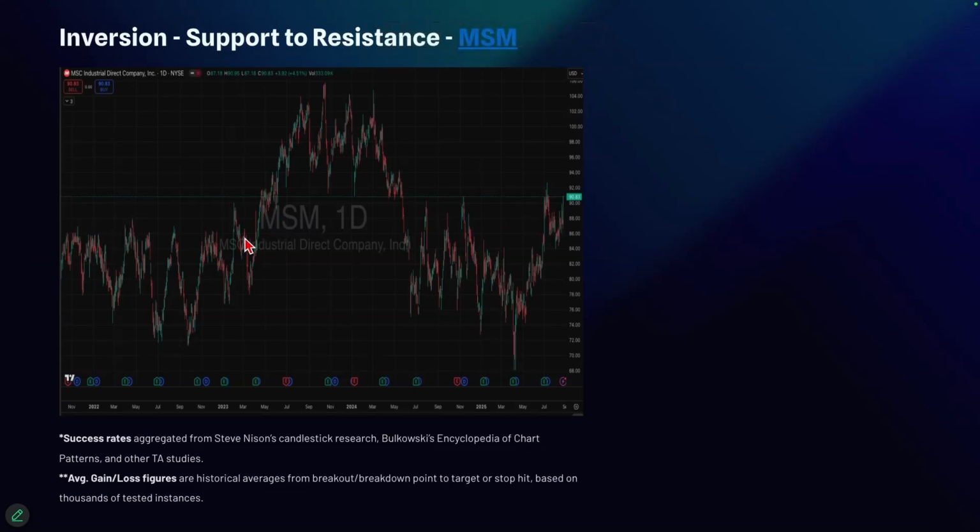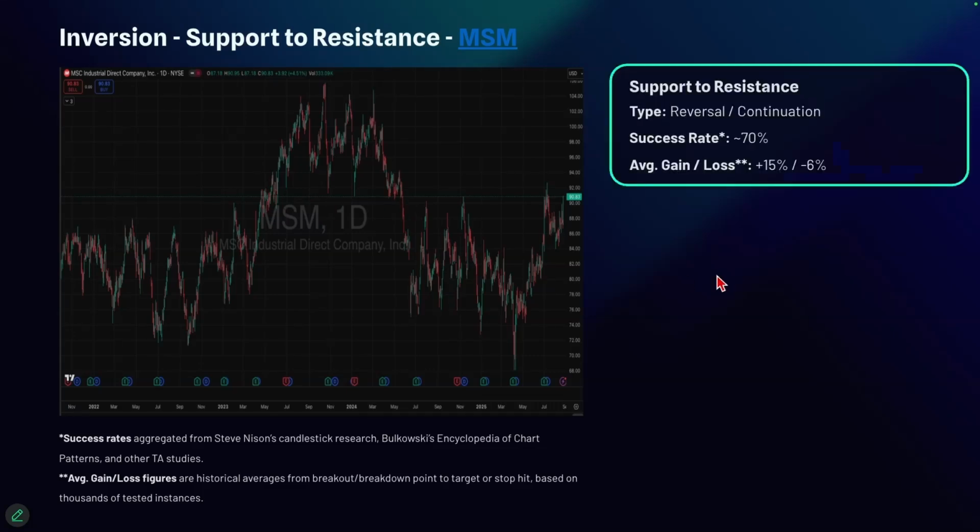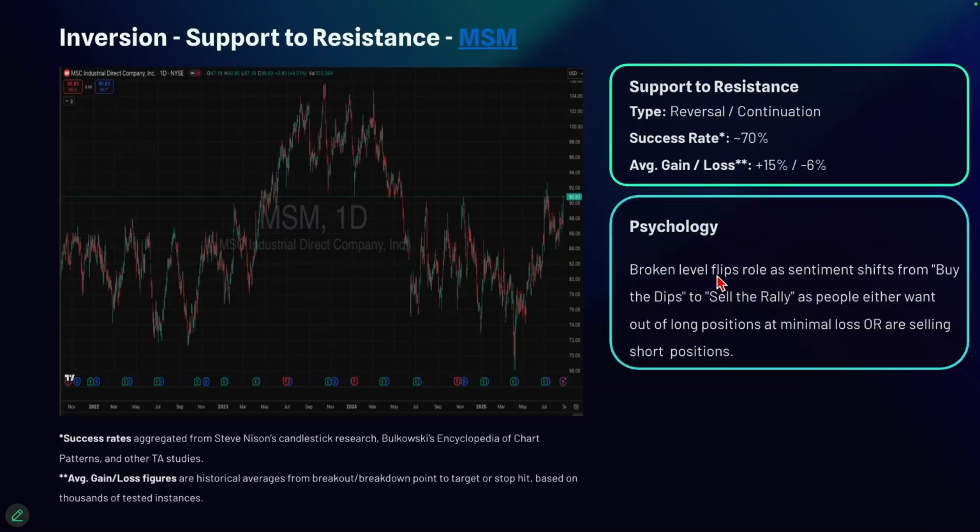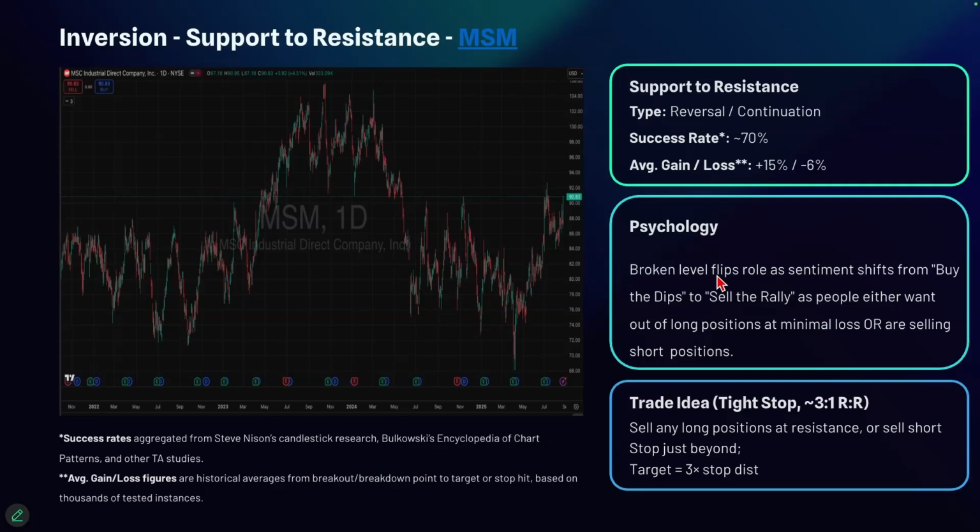We had been resistance, finally broke out. Then when we came back and fell through, that became resistance again. But in the middle here, it was support. We came back to it, support for a little while, then it collapsed. So those are the types of patterns that as traders, I want to see.